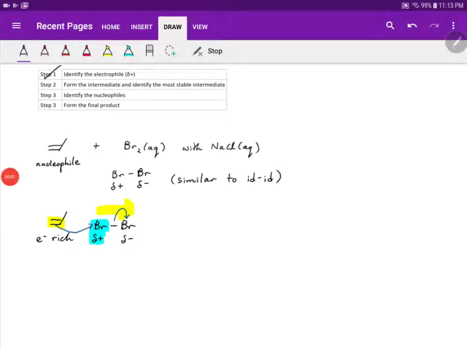Hi everyone. In the previous lesson on electrophilic addition mechanism, we talked about how we can identify the electrophile and how we can draw the arrows to get our intermediate. So in this lesson, we are going to talk about the different intermediates and how to identify the most stable intermediate.